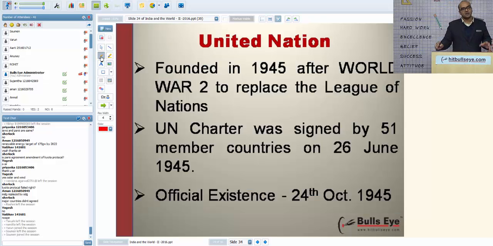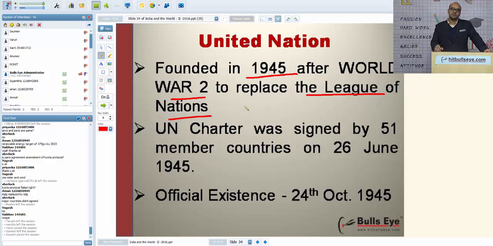First, let's have some factual information about this. Founded in 1945 after World War II to replace the League of Nations. The League of Nations was of course founded in 1919 after the end of World War I. Its main objective was to avoid or prevent World War II, which it failed, and it was replaced by the United Nations. The UN Charter was signed by 51 member countries on 26 June 1945.